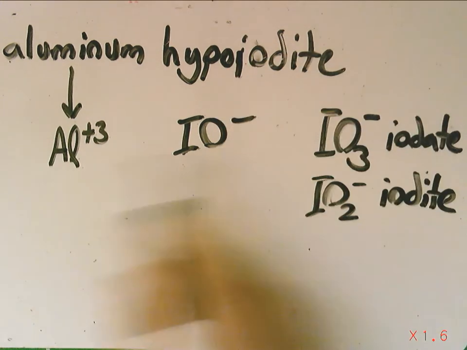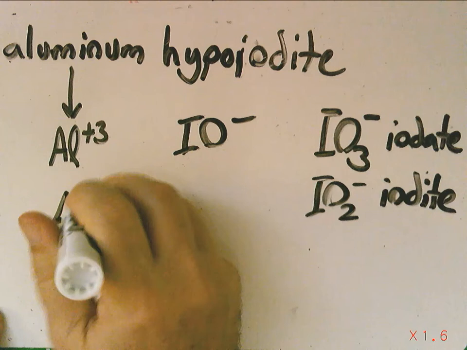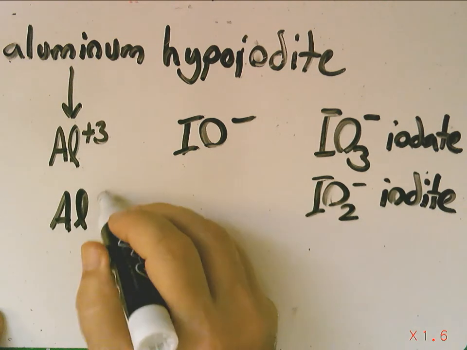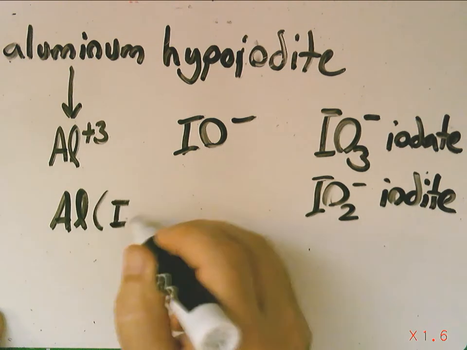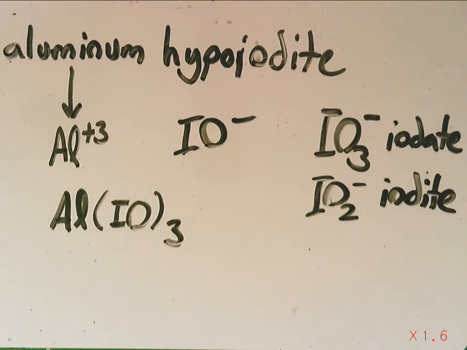Okay, so now I have to put these together. This is a -1 and this is a +3. So I'm going to need 3 hypoiodite ions. That would be the formula then that I would work out. Okay. Now, just one more, then we'll quit.